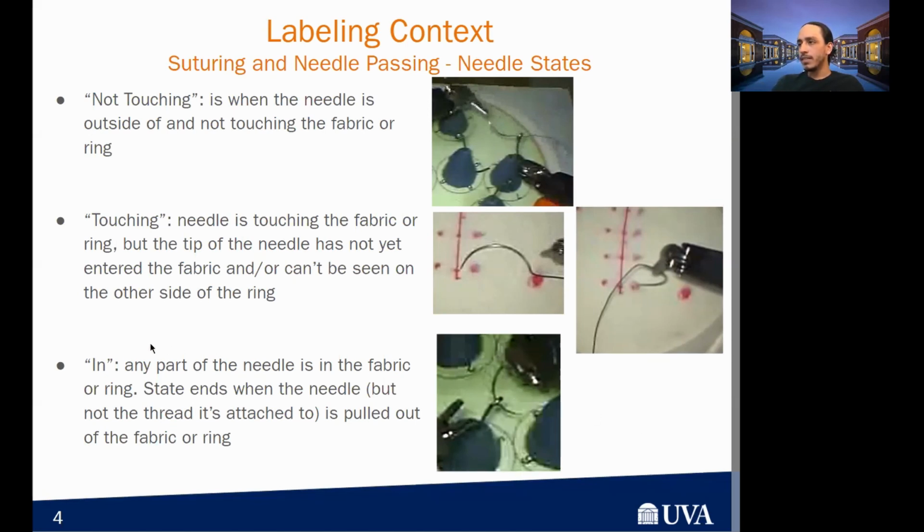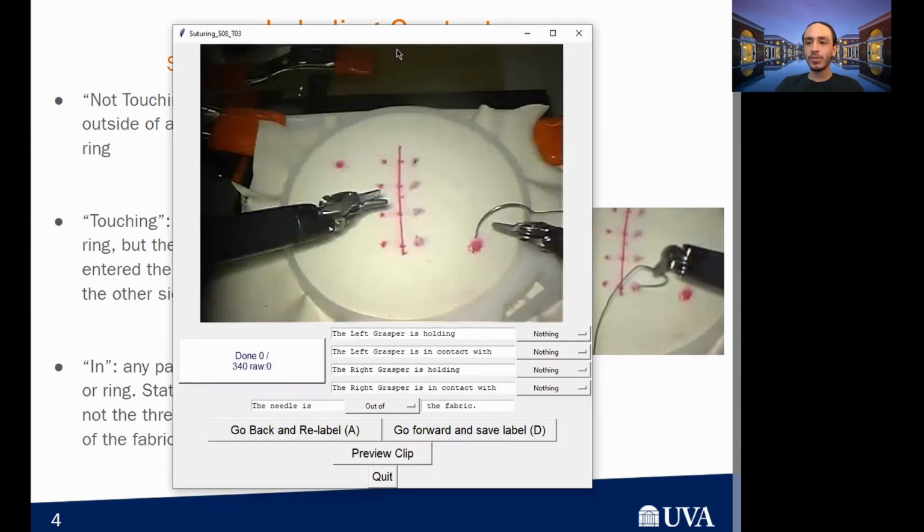The last state is in. Here's an example of needle passing. The needle is inside of the ring, and in suturing, the needle will be inside of the fabric as well. So let's go over some examples. Here's an example of suturing.